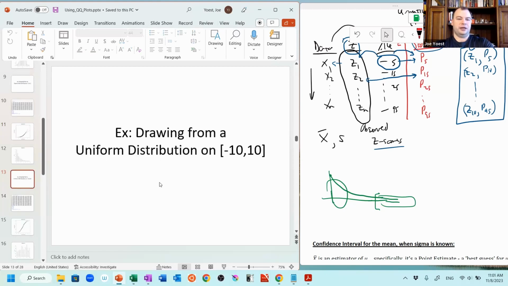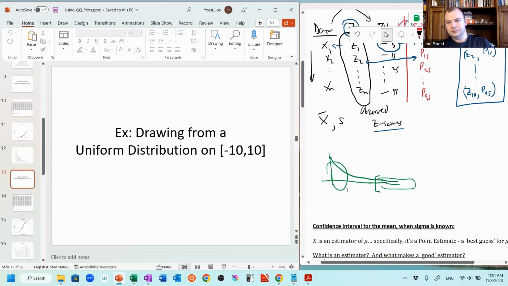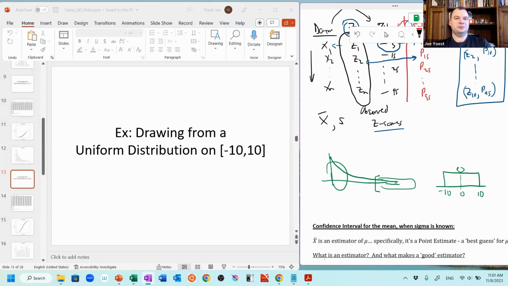So what if we draw from a uniform distribution on -10 to 10? Recall that the uniform distribution, flat across here, is symmetric about 0. So it does share that characteristic with the normal distribution. It has a nice symmetry to it, but it doesn't have the peak in the middle tailing off to the sides. It's unlikely to follow the empirical normal rule.